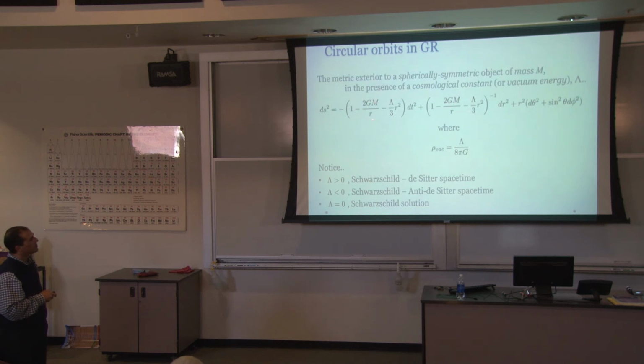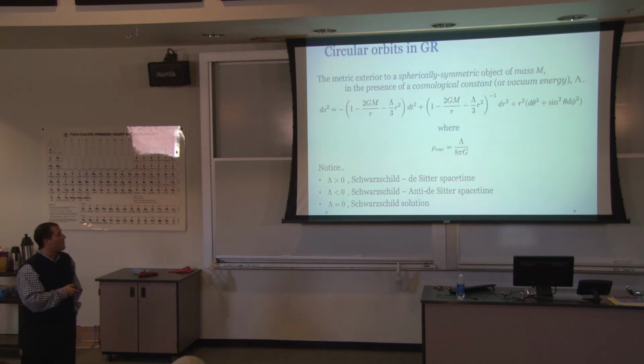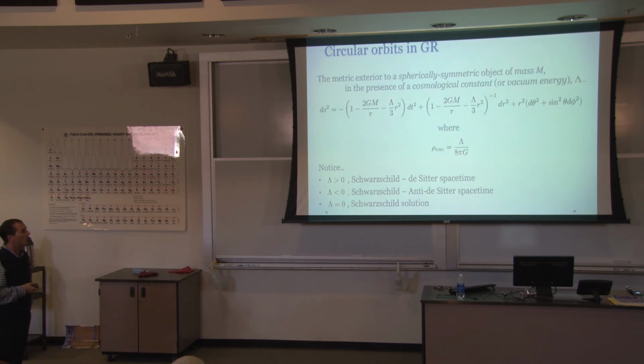M is the central mass. R is my radial coordinate. Lambda is my cosmological constant. Lambda can be positive, negative, or 0. If it's 0, this just reduces to the Schwarzschild solution, right? That's what we started with. If lambda is positive, then this solution is called the Schwarzschild de Sitter space-time.